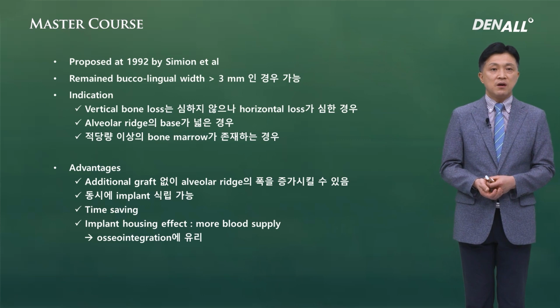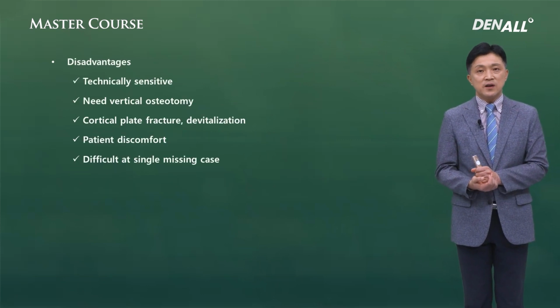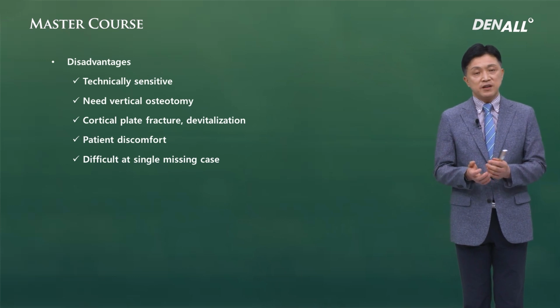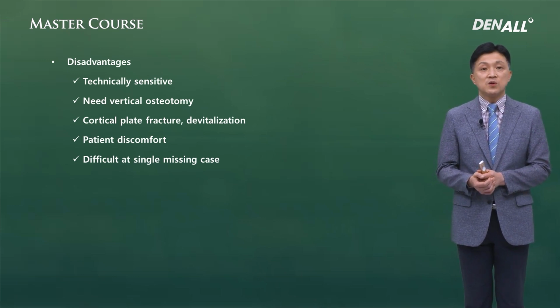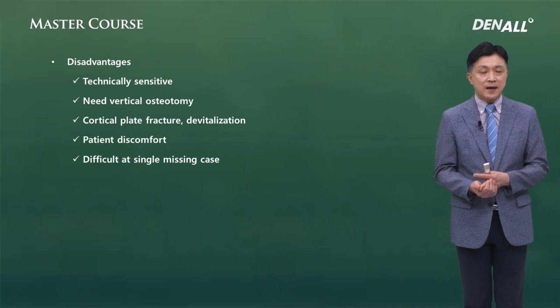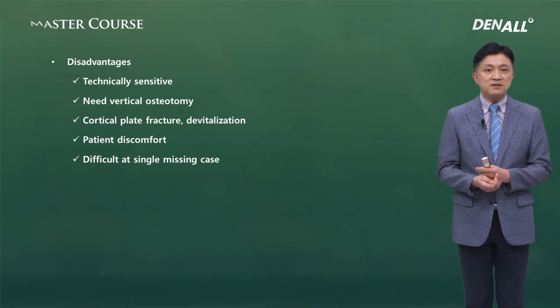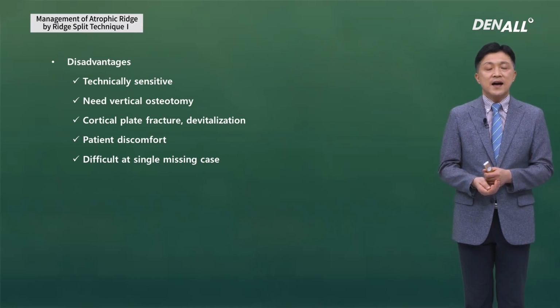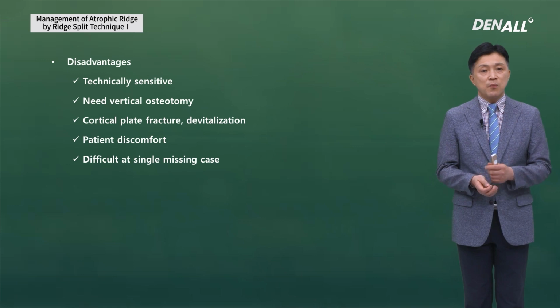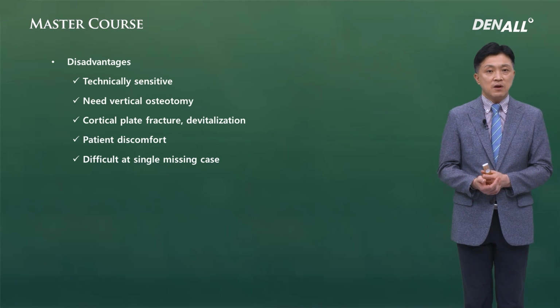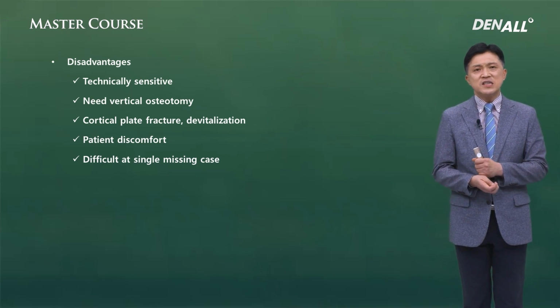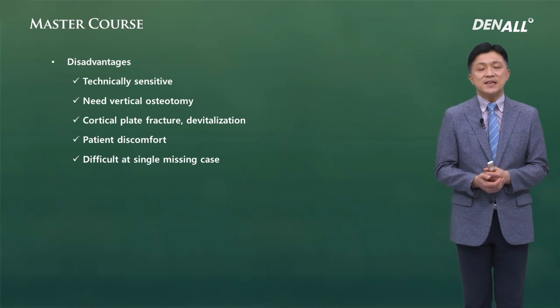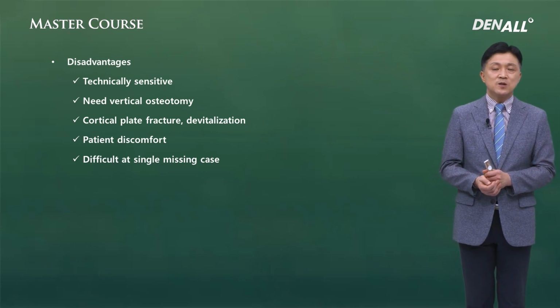The disadvantage is that it's technically sensitive. If you do the osteotomy wrongly, there can be fracture, and it requires vertical osteotomy, and if done wrong, it can lead to cortical plate fracture and devitalization. And because the surgical site widens and additional incisions are made on the bone, the patient feels a lot of discomfort. This cannot be done in single missing cases, but it can be very difficult.